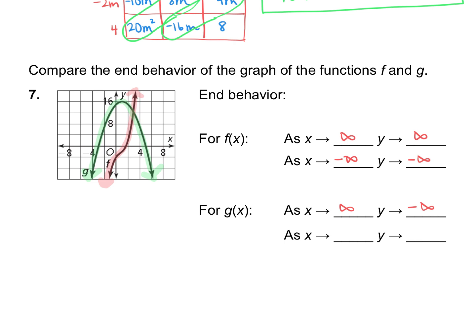And then as x approaches negative infinity, that's the left side of your graph. What is our graph doing? On the left side, it's also going down. So it is approaching a negative infinity also.